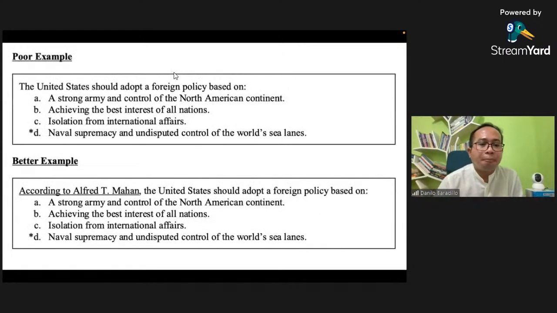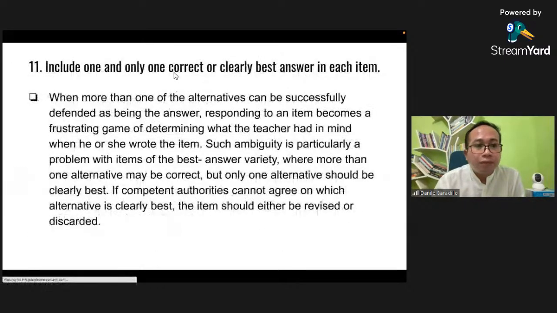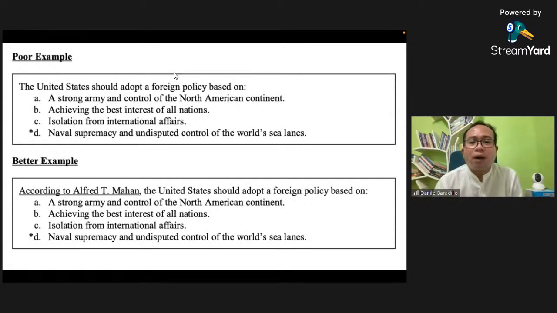For example, okay, the United States should adopt a foreign policy based on. So because you wanted to be very clear about how it should be answered, and there should be only one, then we are now talking about authorities, according to Alfred T. Mahan. Okay, so that is also very clear. So that means we are directing the test takers or the learners to look into what Alfred actually said about foreign policy.